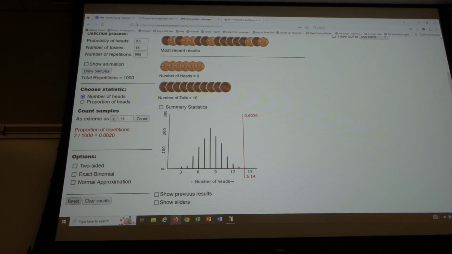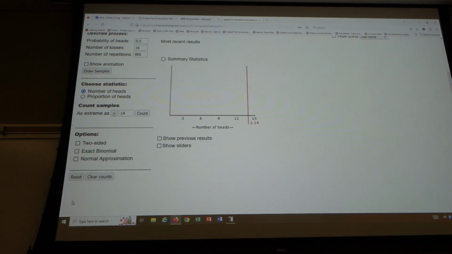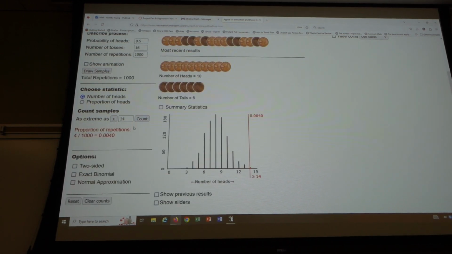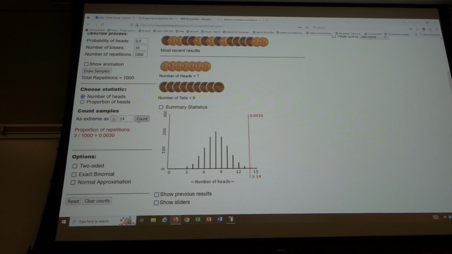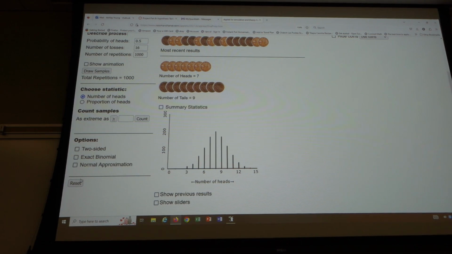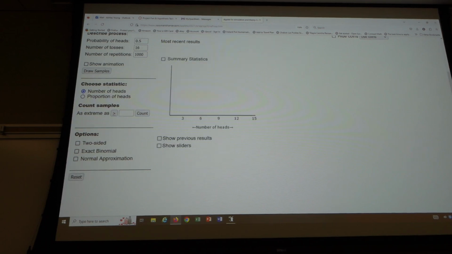Okay, so I'm going to reset. And I'm going to do 1,000 again. Start them all over again. And count. This time I got 4 out of 1,000. Let me clear it again. Draw samples again. Oops, reset. My bad. Draw samples again. 3 out of 1,000. Okay, clear counts. Draw samples. Uh-oh, reset. Draw samples.